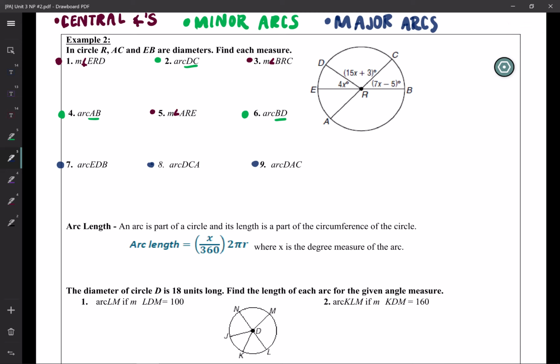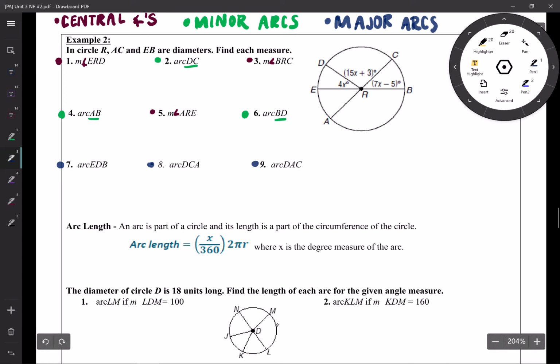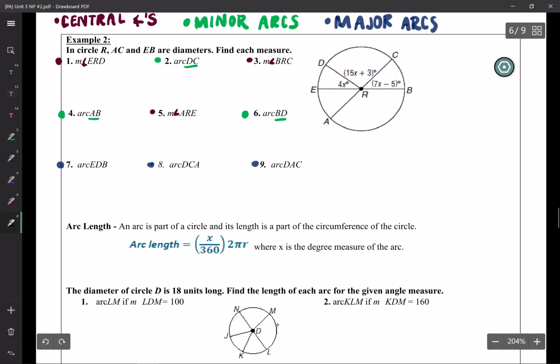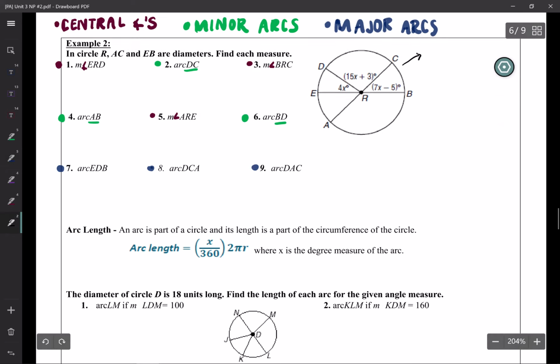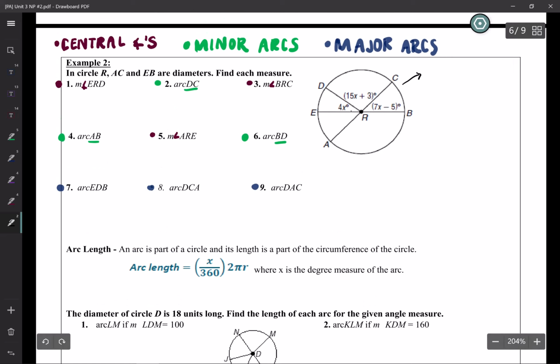In example 2, they don't actually give us values for the angles, but knowing all your properties of angles, we could solve for them. I could do that by first solving for x and then plugging them in to get actual values for the angles. I noticed that these 3 angles all together form a straight line, so I know that the sum of these angles is 180 degrees. So I would do 4x plus 15x plus 3 plus 7x minus 5 equals 180.